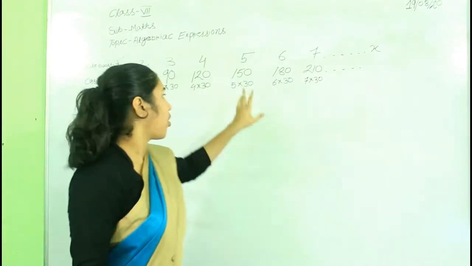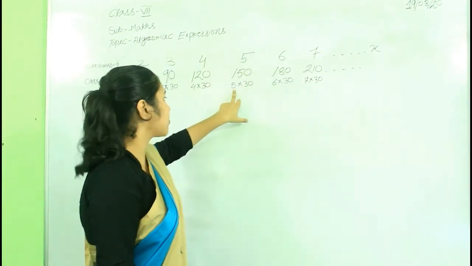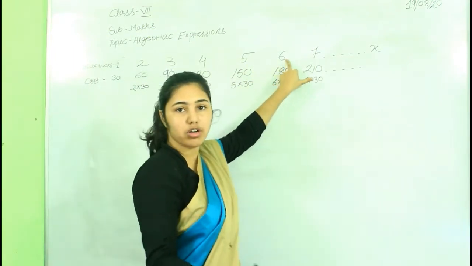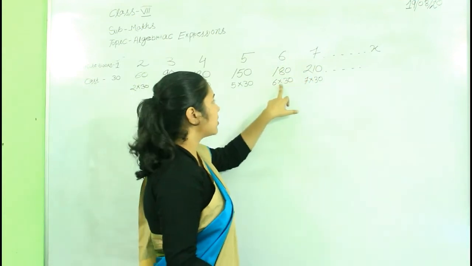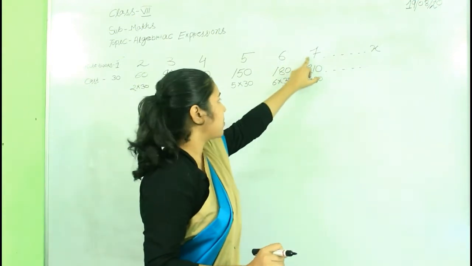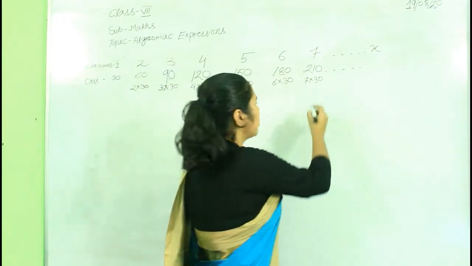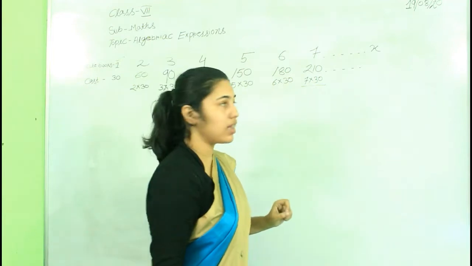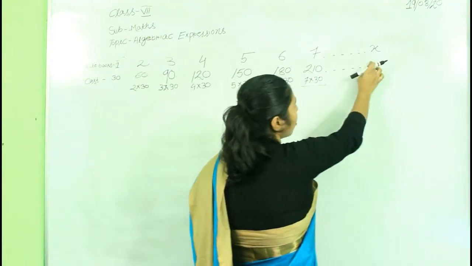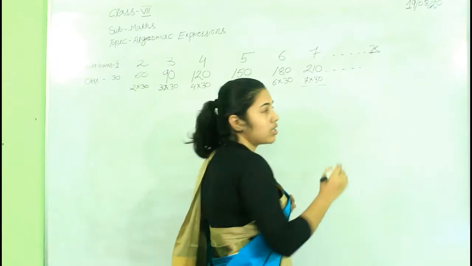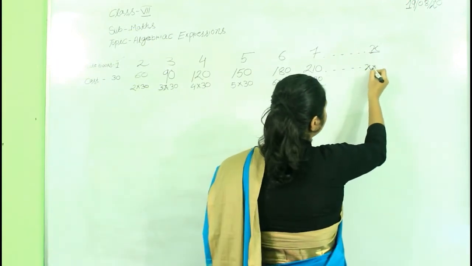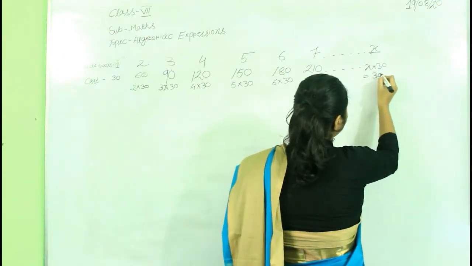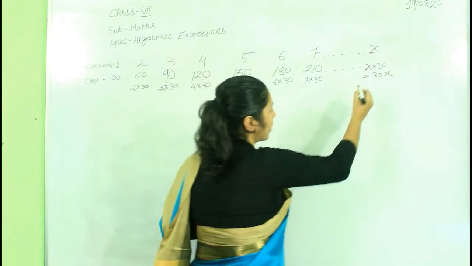Which means cost of 5 notebooks is 5 into 30, which is 150. Again, cost of 6 notebooks is 6 into 30. Similarly, cost of 7 notebooks is 7 into 30. So in this manner, you can write here cost of X notebooks is X into 30, which is 30X. Now look at this expression.